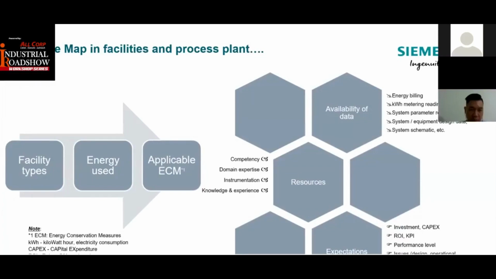The other thing is on the resources side. What resources are available for us to carry out any of these studies?